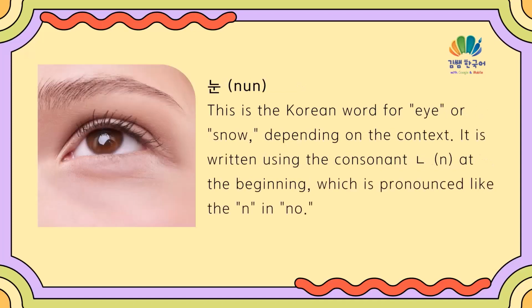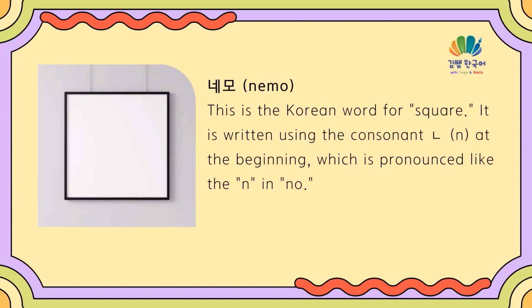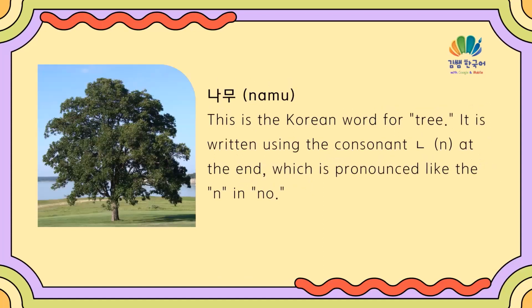In no, 눈. This is the Korean word for eye or snow, depending on the context. It is written using the consonant 니은, N, at the beginning, which is pronounced like the N in no. 네모. This is the Korean word for square. It is written using the consonant 니은, N, at the beginning. 나무. This is the Korean word for tree. It is written using the consonant 니은, N, at the beginning, which is pronounced like the N.